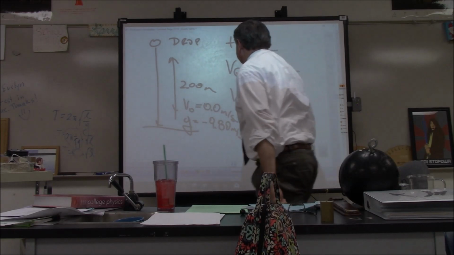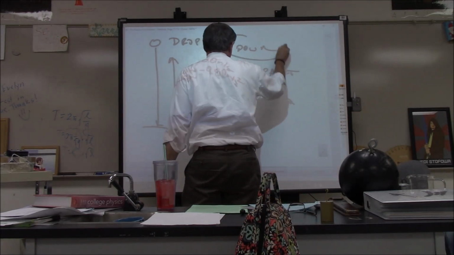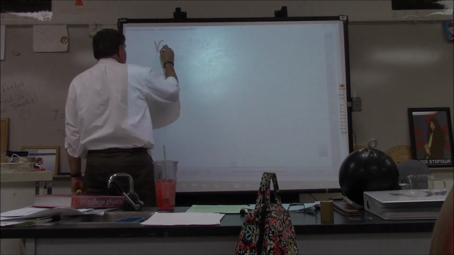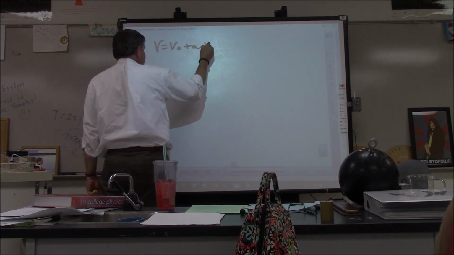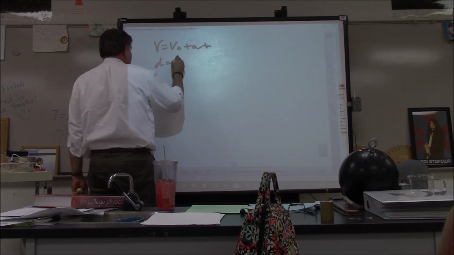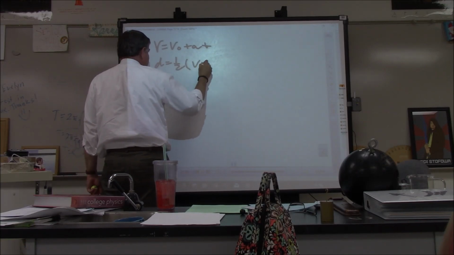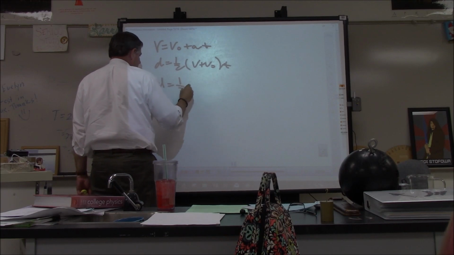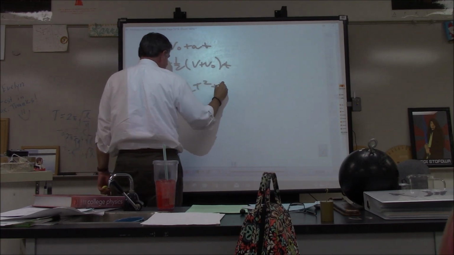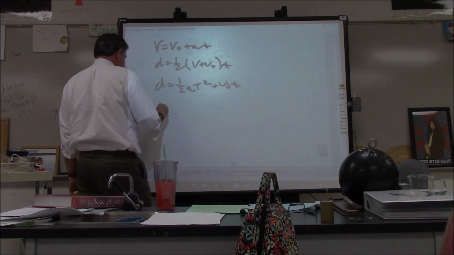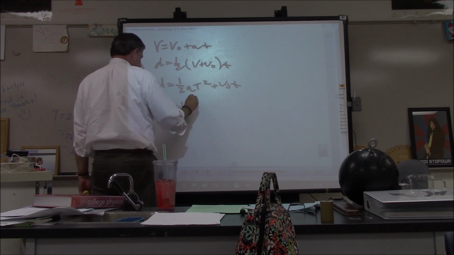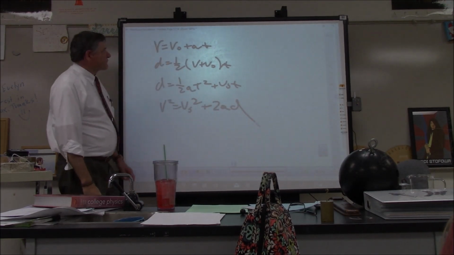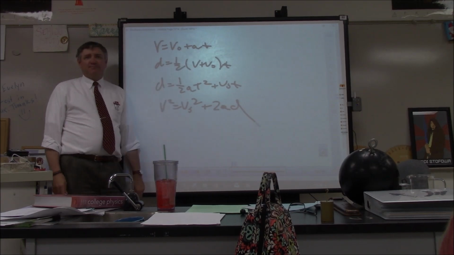Okay. So we need to tackle the time down. So let's look at the equations that we've got. We got v equals v naught plus at. We got distance equals 1/2 (v plus v naught) times time. We got distance equals 1/2 at squared plus v naught times time. And we got v squared equals v naught squared plus 2ad. What about this one? Find the time.